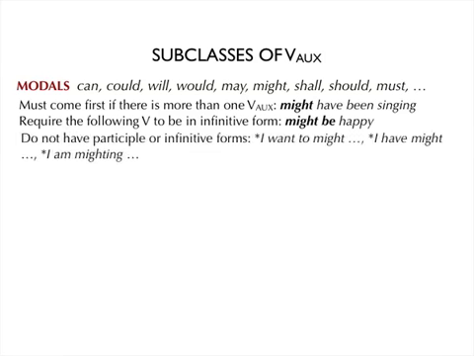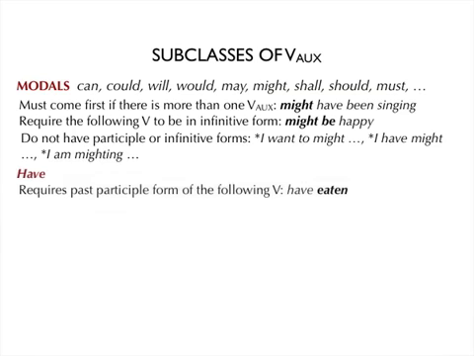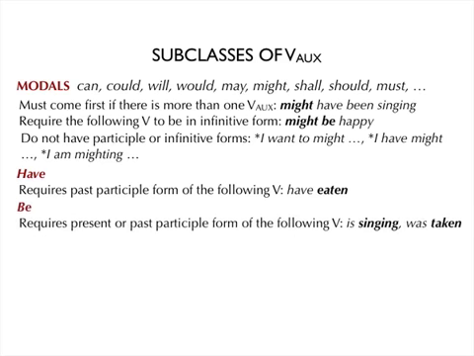Do not have participial or infinitive forms themselves. Have, on the other hand, requires that the thing following it be in the past participial form. Be requires present or past participle form. Is singing, was taken, but which of those you have gives you a different meaning.